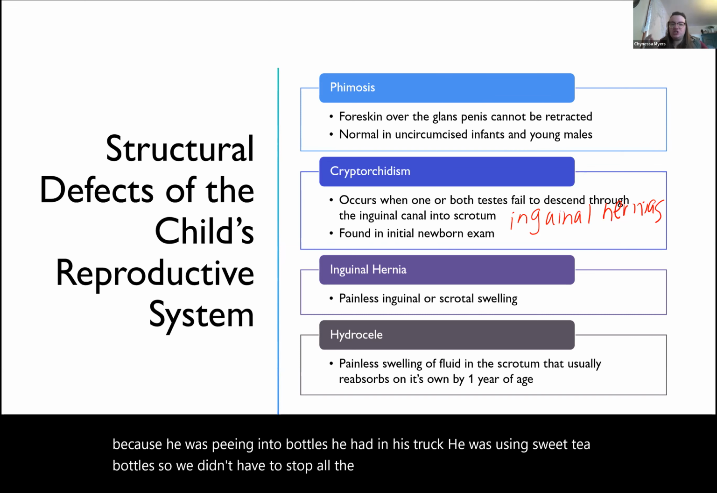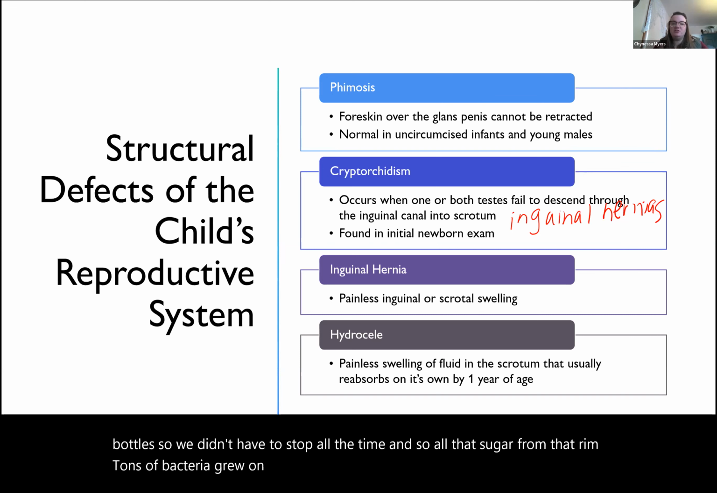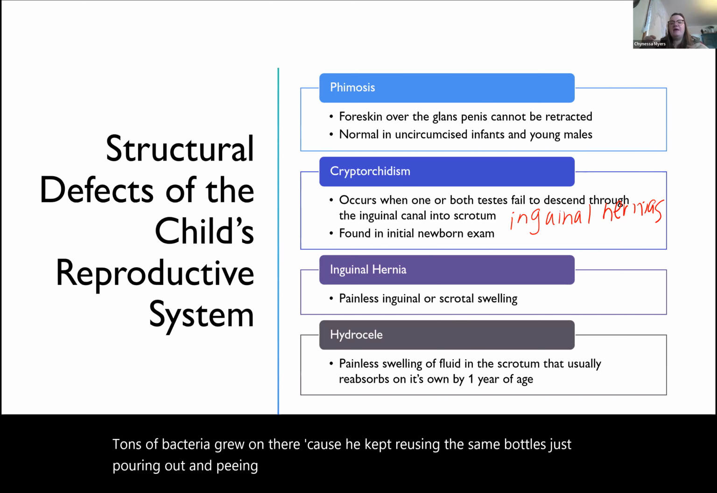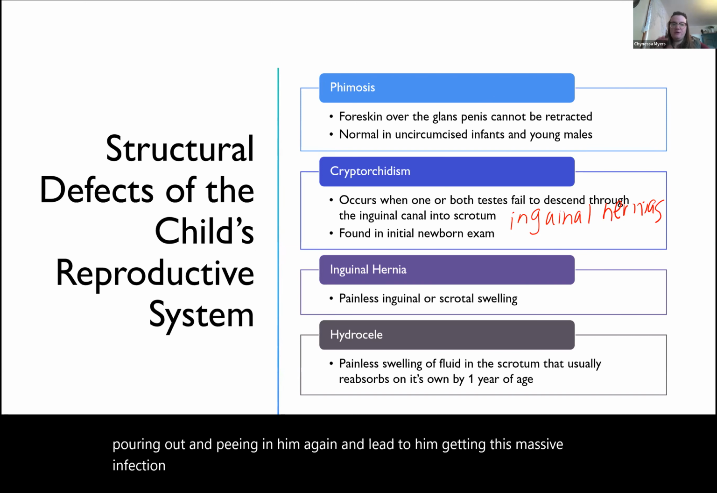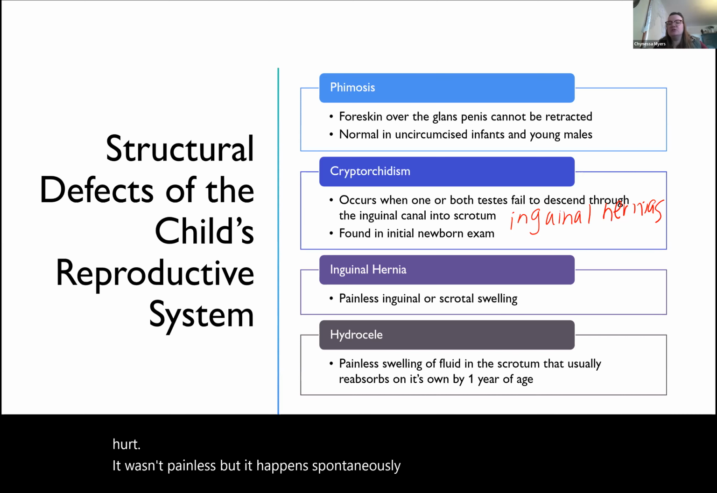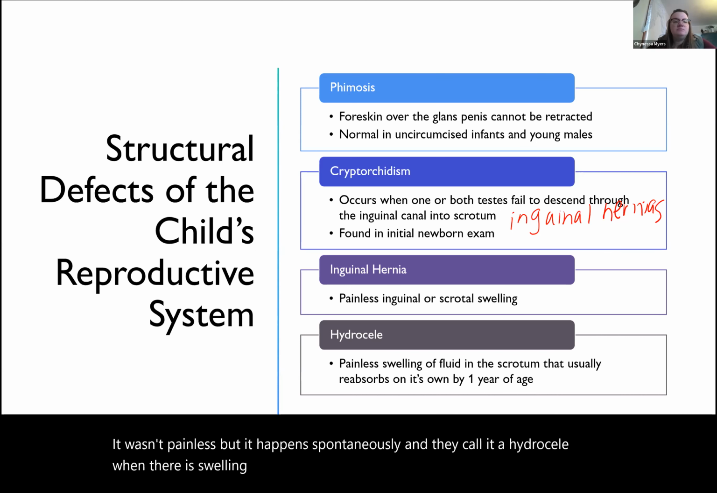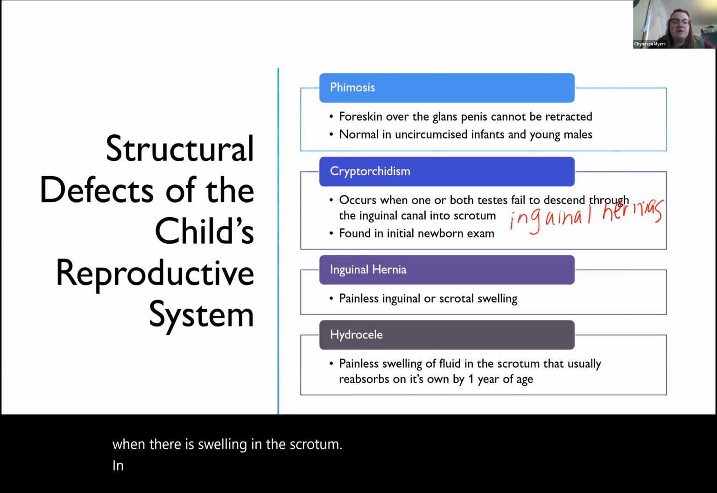And so all that sugar from that rim, tons of bacteria grew on there because he kept reusing the same bottles, just pouring them out and peeing in them again, and led to him getting this massive infection in his testicles. So they also called that a hydrocele because his hurt, it wasn't painless, but it happened spontaneously, and they call it a hydrocele when there is swelling in the scrotum. In clinicals at the hospitals, there was a male that had that. Yeah, it's insane. I don't even know what else to say about it.